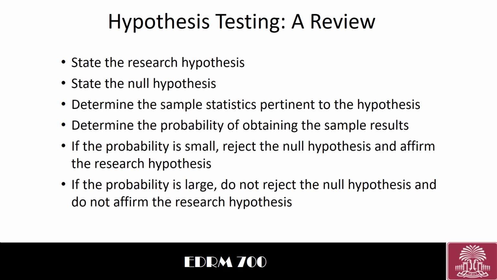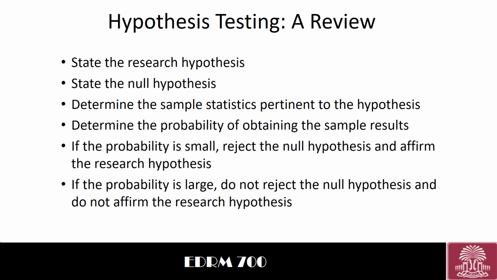Then we need to calculate the test statistics to determine the probability of obtaining these statistics. This is obtained based on the sampling distribution we just introduced above. If the probability is small enough, we reject the null hypothesis and affirm the research hypothesis. If not, we do not reject the null hypothesis and do not affirm the research hypothesis.